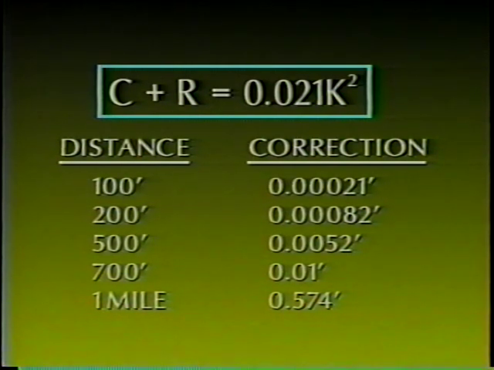Applying this correction to various sighting distances, we can calculate the combined effects of curvature and refraction. The table in your workbook shows correction values for various distances. It is interesting to note that a sight distance of 700 feet results in only 1/100th correction in elevation. A level sighting would have to be longer than 500 feet before an actual correction for curvature and refraction would be a major consideration in elevation calculations.